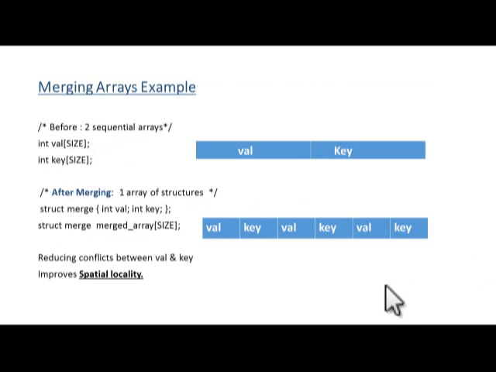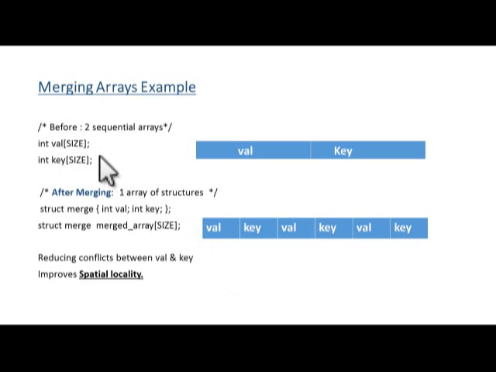So, the first technique I am going to discuss is merging of arrays. Merging of arrays is best applied if the elements of different arrays are located far apart from each other in memory but usually accessed together. So here there are two elements, one is val and the other is key. They are stored separately like this in a program.